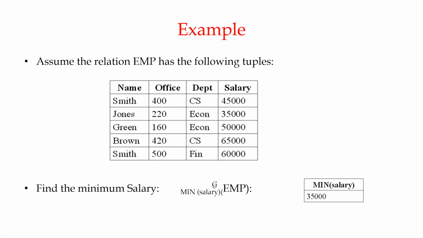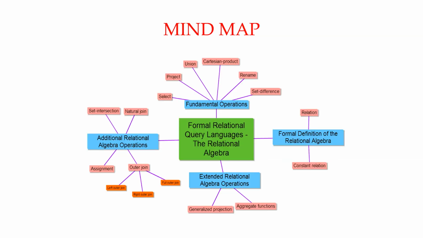So, here is an example for the aggregate function. There is a table called employee or relation called employee with 4 attributes: name, office, department, and salary. Now, I want to find the person with the minimum salary. So, I am just applying the query minimum salary of employee with the aggregate function. So, it will return me the output with 35,000 is the minimum salary. So, these are all the functions or operations of relational algebra. So, hope you got a better understanding of what is relational algebra and how the operations are performed.